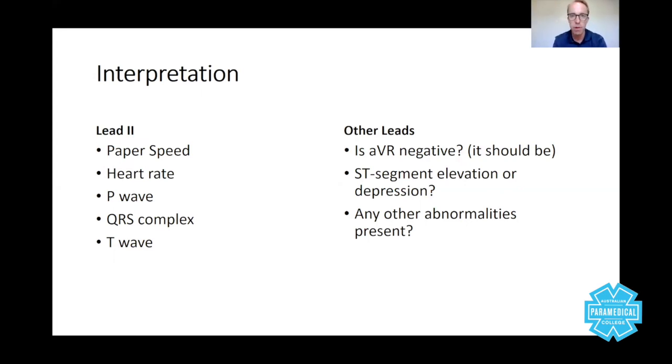Are there QRS complexes after every P wave? Is the QRS duration less than 2.5 small squares? If not, then there's a block there. And also, are the QRS lines nice and straight?